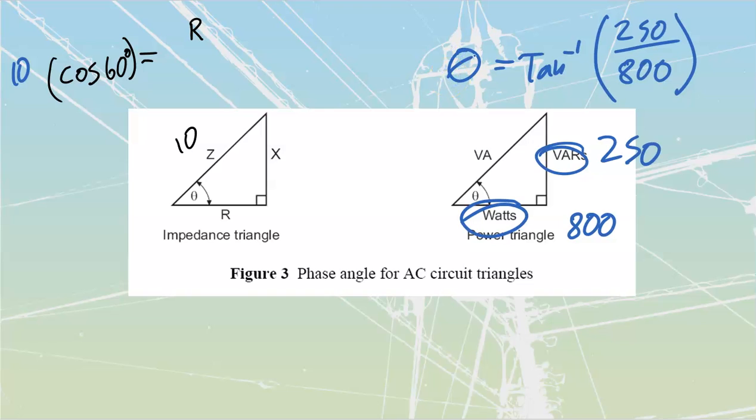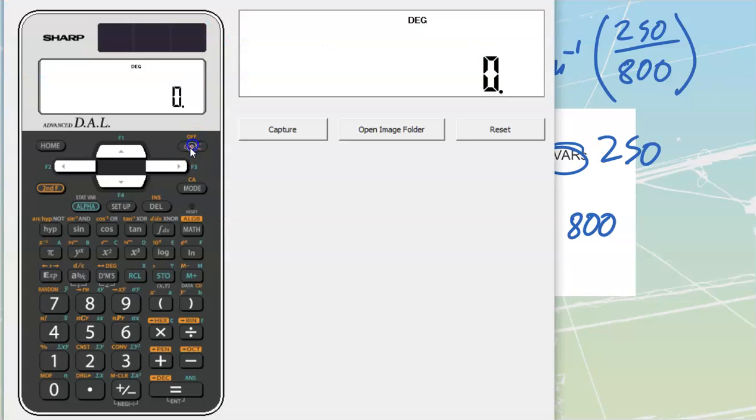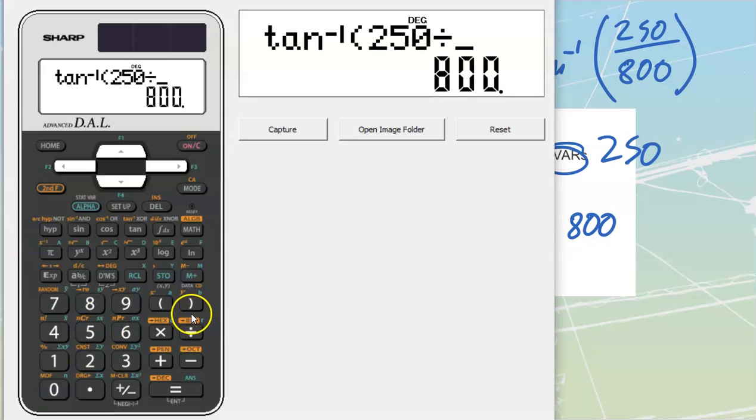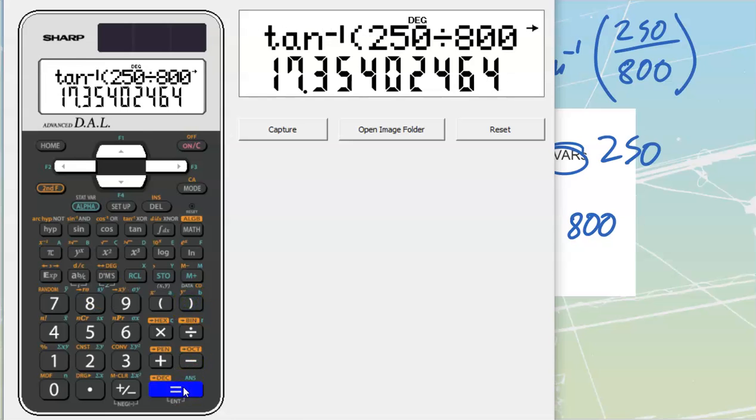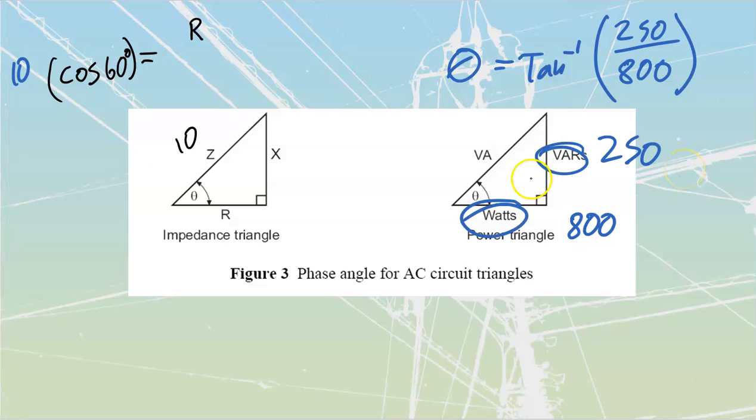When we punch this in, it's going to spit out an actual angle in degrees. Cotangent is going to be above tangent, so what you're going to have to do is hit second function, cotangent, make sure you bracket it, and then do 250 divided by 800, which gets you to a value of 17.35 degrees.